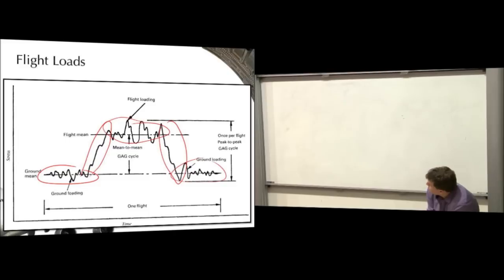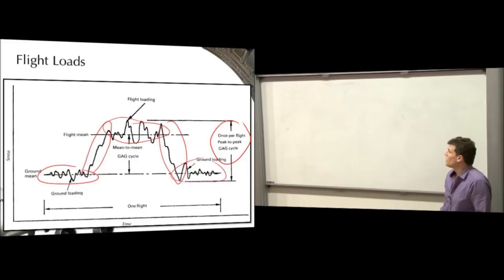So there's a peak-to-peak kind of cycle, which is this once per flight. There's also lots of littler cycles. So how do we capture all that complexity? I'll let you have a think about that, and we'll have a break for 10 minutes, and after the break I'll give you the answer.